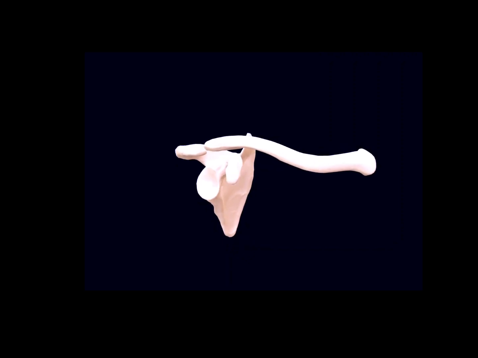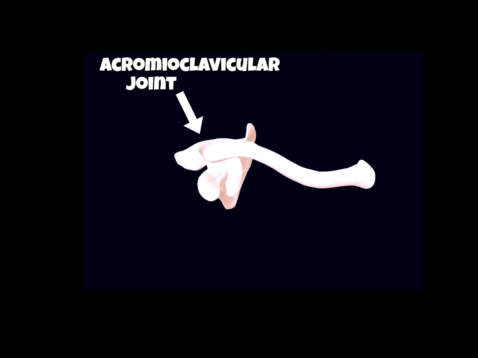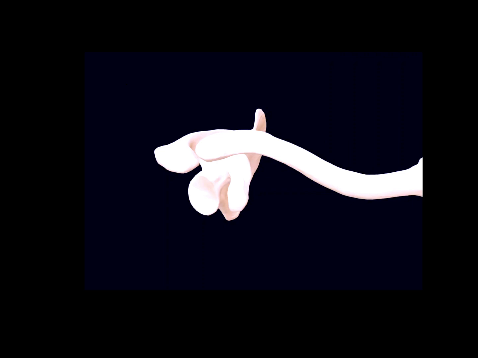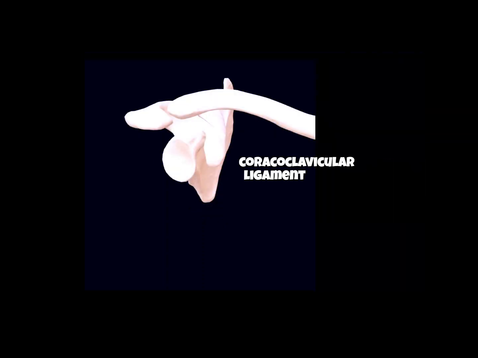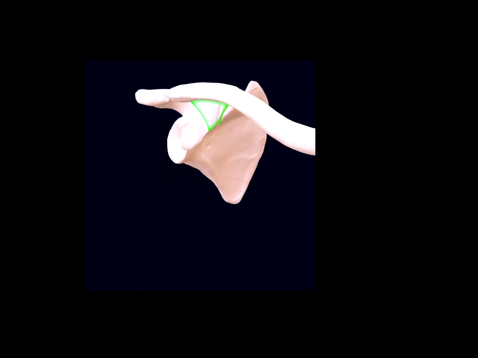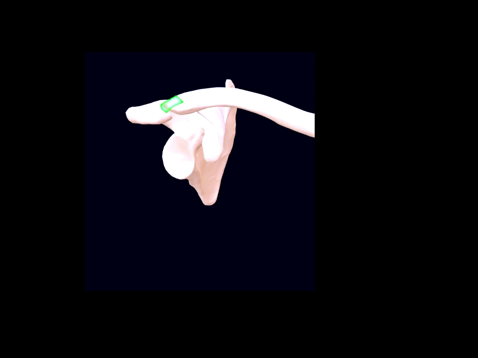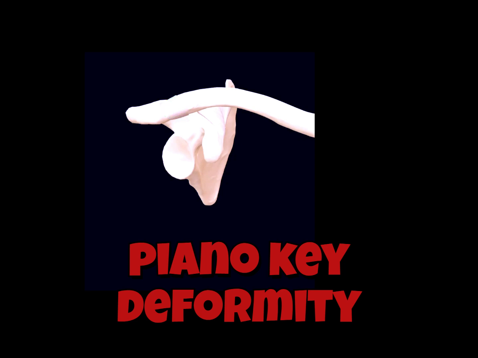Let's first discuss the acromioclavicular joint, which is located between the acromion of the scapula and the lateral end of the clavicle. It is a plane synovial joint reinforced by the coracoclavicular ligament, which itself consists of the conoid and trapezoid parts, and the acromioclavicular ligament. This joint transmits forces from the upper limb to the axial skeleton, and a fall on the shoulder may disrupt these ligaments, leading to an acromioclavicular dislocation, classically presenting as a piano key deformity.